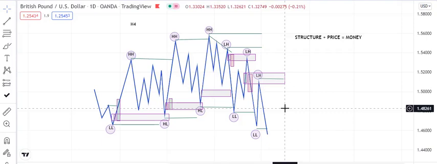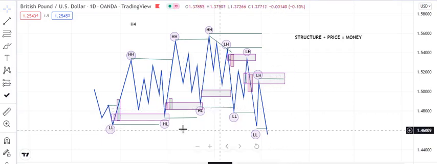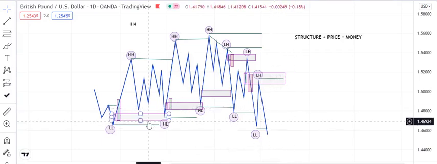All right, now let's go to price. Now, as you may have known, after every break of structure there is going to be a point of interest. Why is it? Because the smart money likes to buy in order to sell, or sell in order to buy.